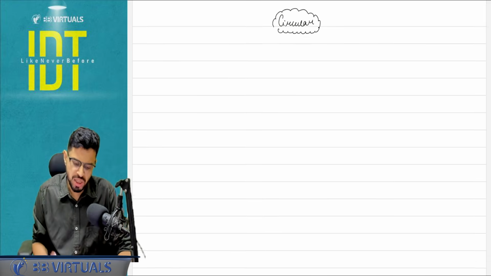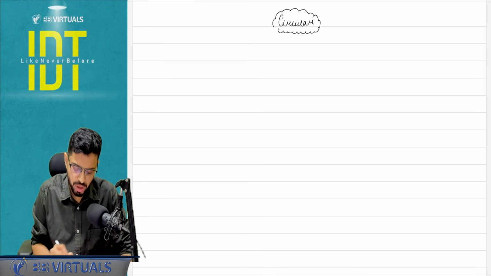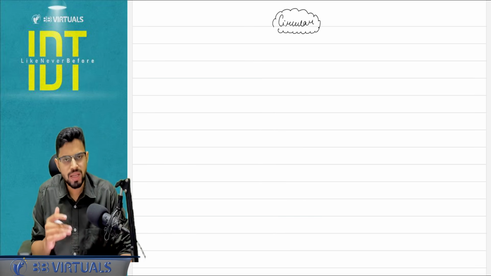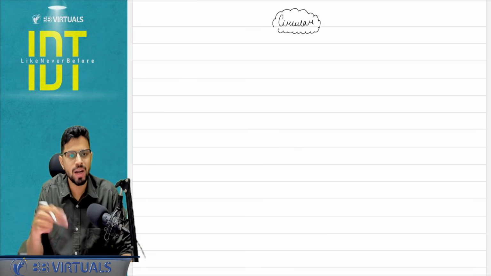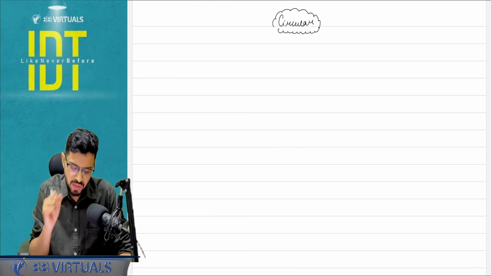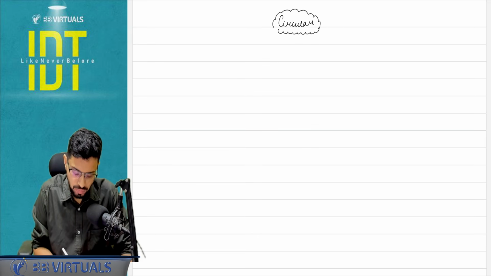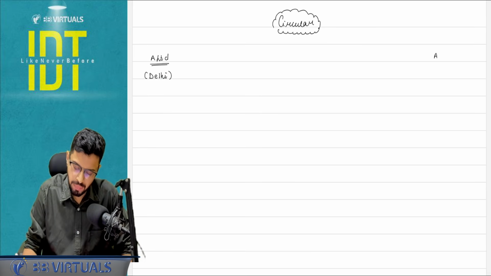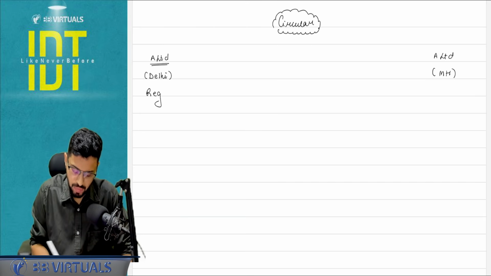A specific situation came, which I will first put into a diagram. Because unless and until you understand the problem, you won't understand why the circular came. Okay. So let's first understand the problem. There is a company A Limited. It has a unit in Delhi. And the same company has a unit in Mumbai, Maharashtra. It is registered. This is registered.